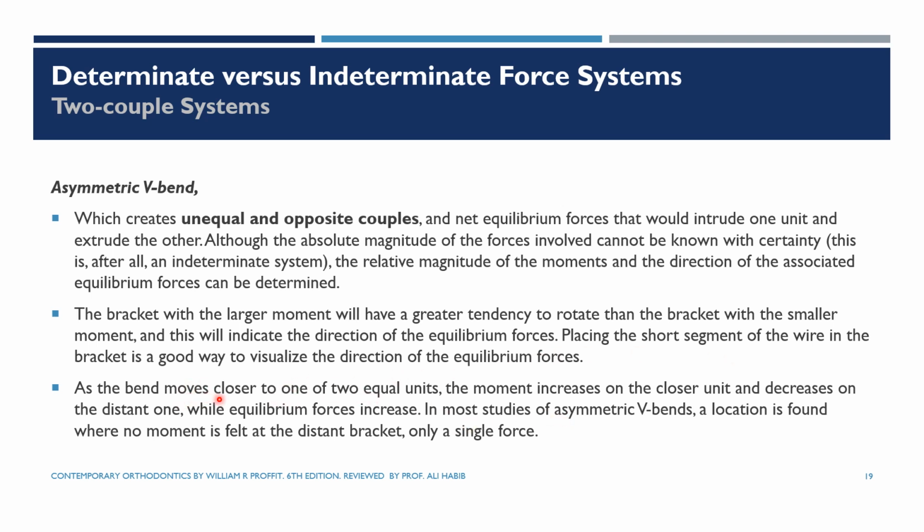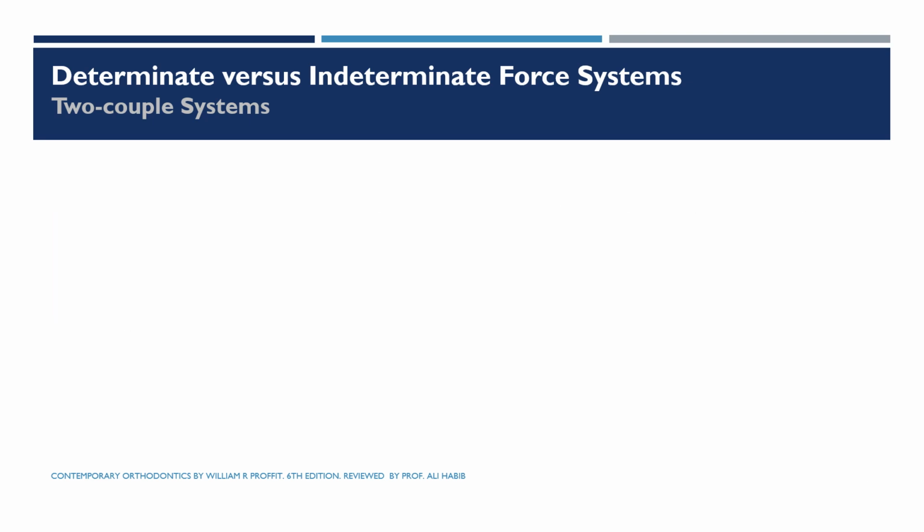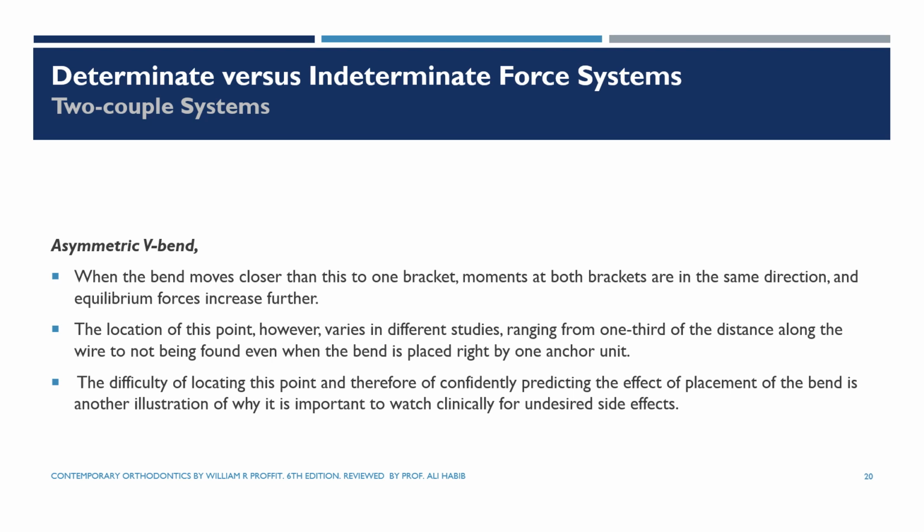As the bend moves closer to one of two equal units, the moment increases on the closer unit and decreases on the distant one, while equilibrium forces increase. In most studies of the asymmetric V-bend, a location is found where no moment is felt at the distant bracket, only a single force. Now let's see what this is. When the bend moves closer than this to one bracket, moments at both brackets are in the same direction and equilibrium forces increase further.